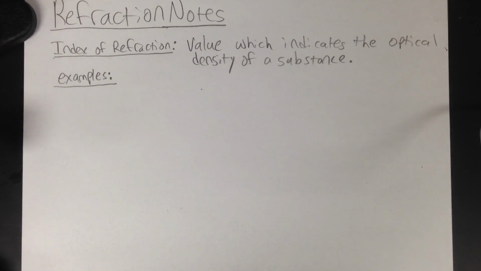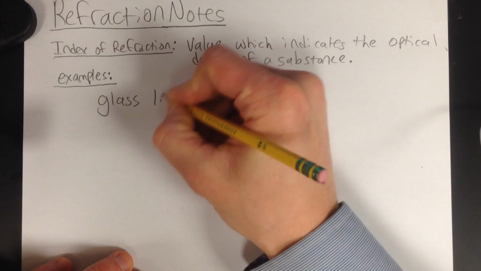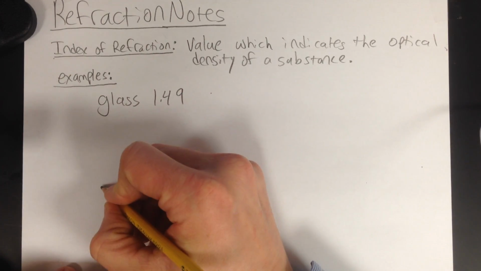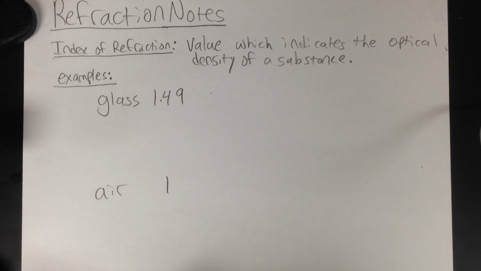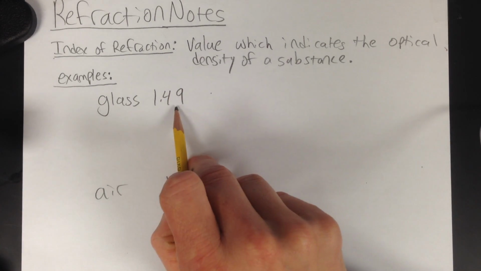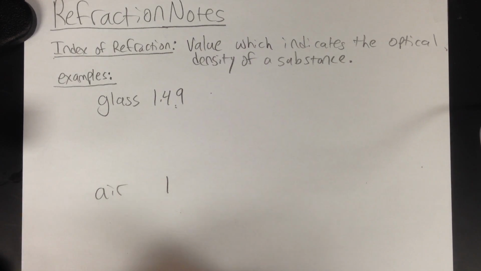glass is much denser than air. Glass has a very high index of refraction. Its index is, as an example, 1.49, while air, I'm going to put that near the bottom here, has an index of refraction of 1. Now, when light enters glass, it's more dense, has a higher index of refraction, 1.49, so it slows down a little bit, and that causes it to bend.